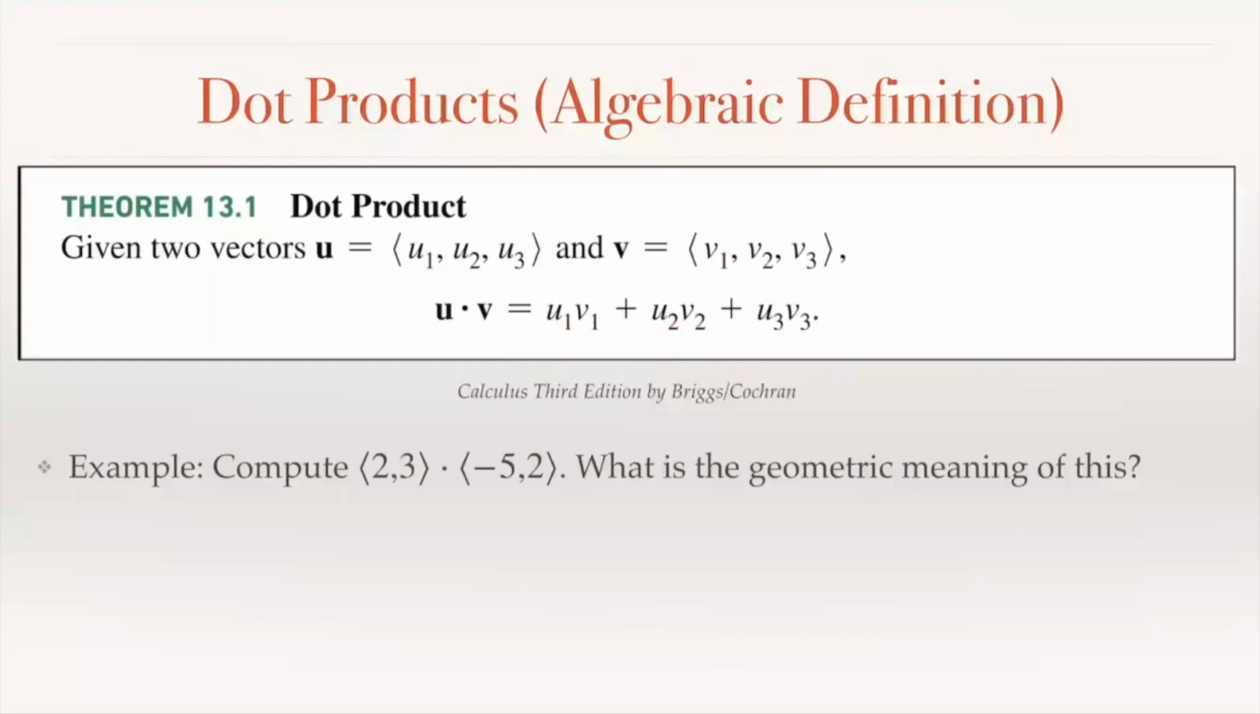Given two vectors, u1, u2, u3, and v1, v2, v3, the dot product is u1 v1 plus u2 v2 plus u3 v3. So we just multiply their respective coordinates and add them together. So, for example, (2, 3) dot (-5, 2) is 2 times -5 plus 3 times 2, which is -4.